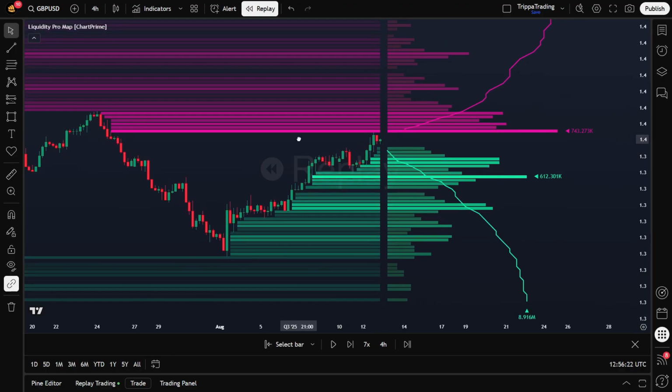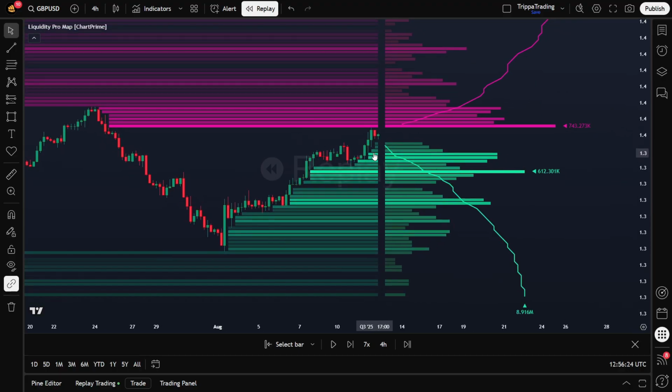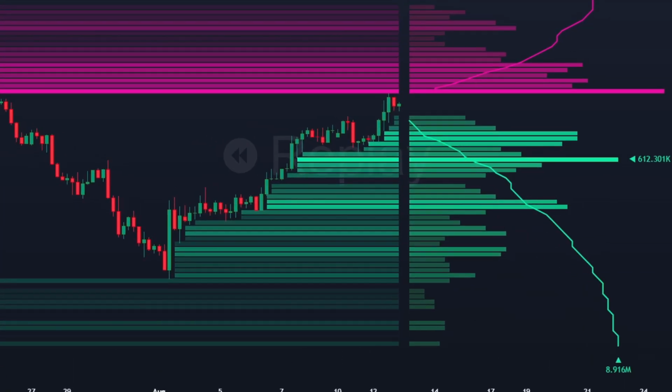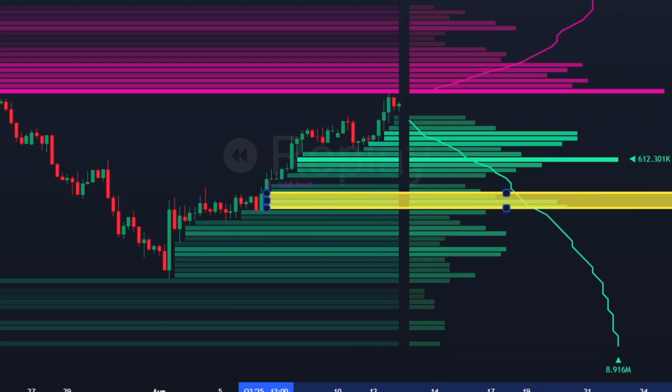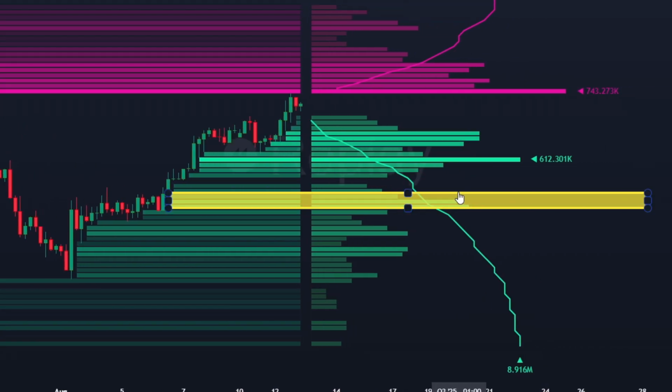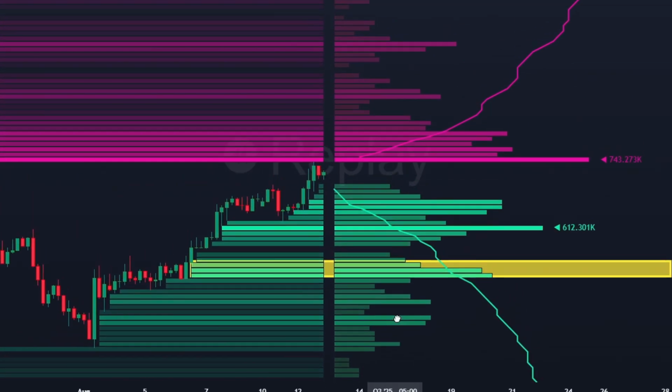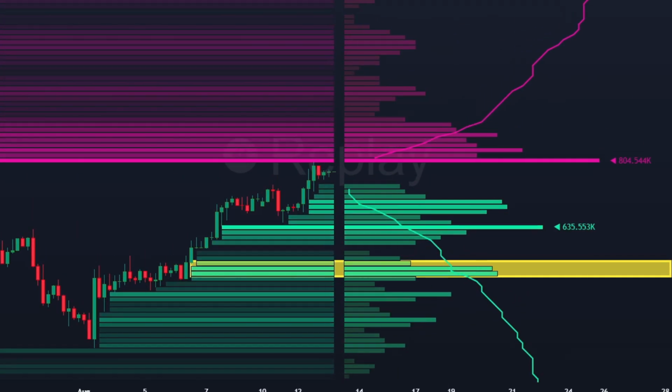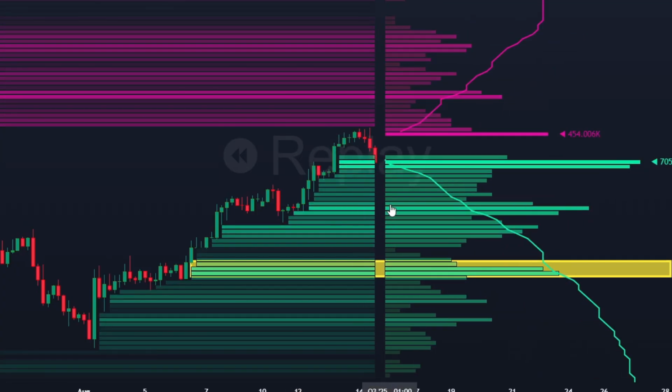Let's also talk about untapped shelves, because these are powerful. If you see a bright shelf that hasn't been tested for a long time, extend it forward and watch it. Price is drawn to these levels. Sometimes it will sweep the level with a wick, take out liquidity, and then reverse. Other times it will reject strongly right at the level. Both can be tradable, but patience is key.